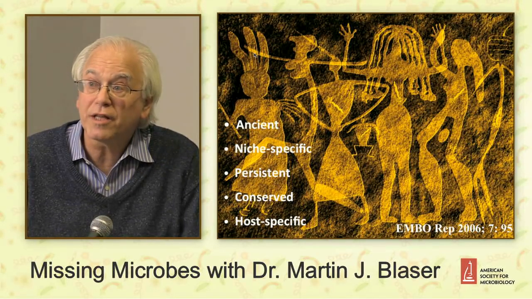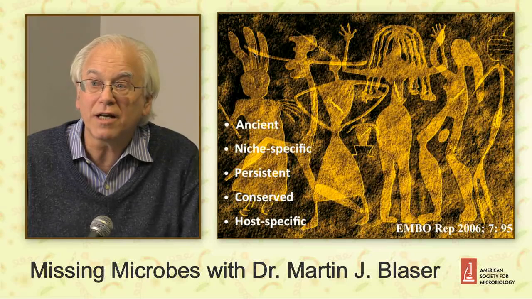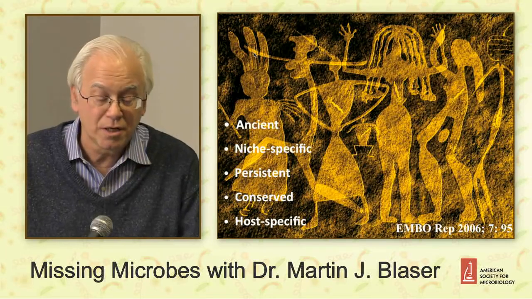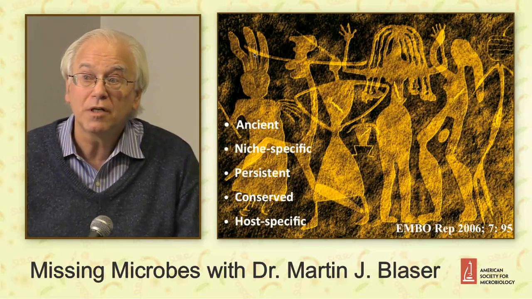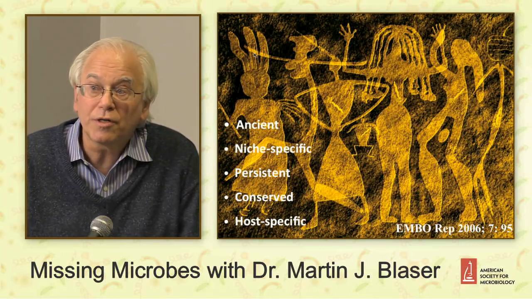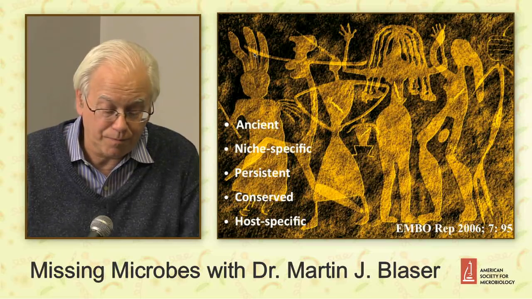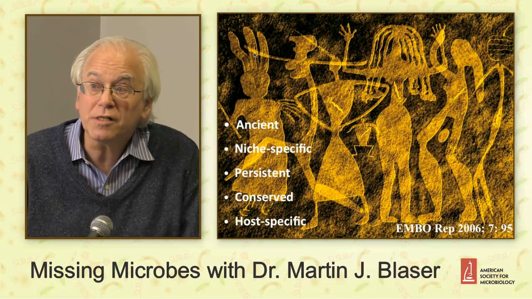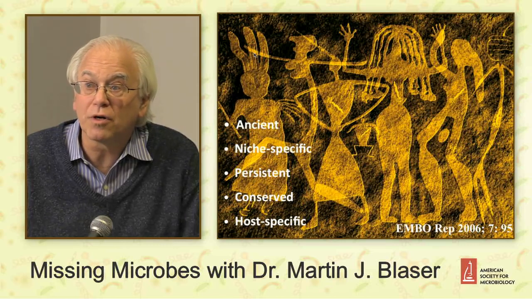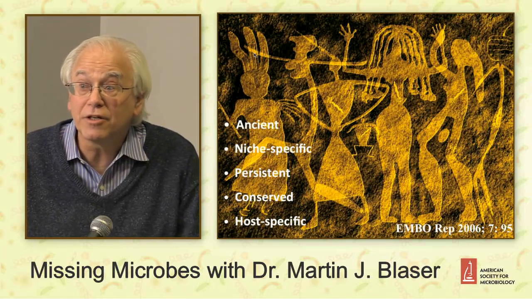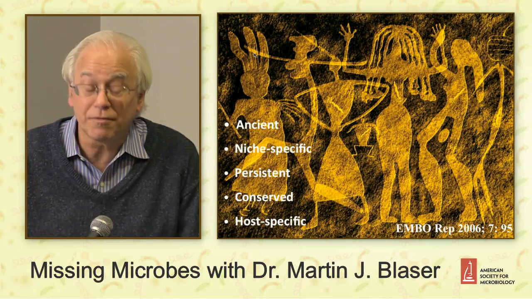We know that the microbes do not colonize their host randomly. They live in specific niches. That means that for us people, the microbes on your arm are different than the microbes in your mouth. Many of the microbes are persistent. You acquire them early in life. They're present for weeks, months, years, decades, for your entire life.